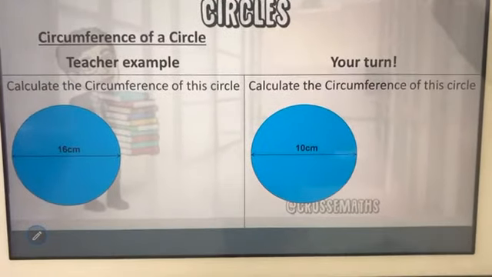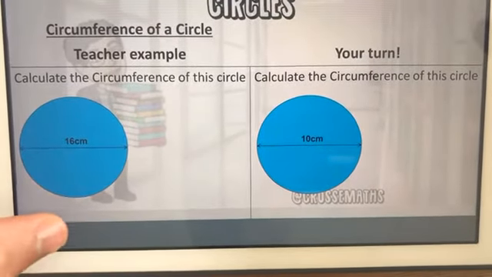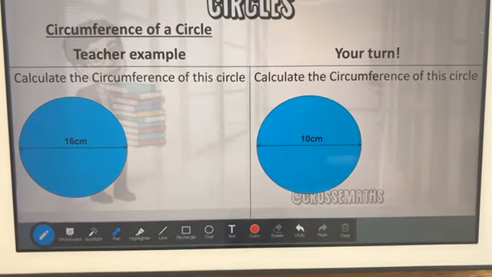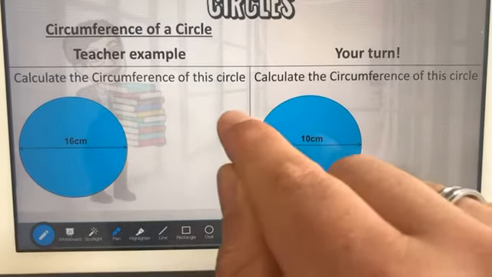Right, you will need a calculator for today, okay? It is really important that you have a calculator. Right then, so, important key points, okay? I've got a circle. I'm working out the circumference of a circle.